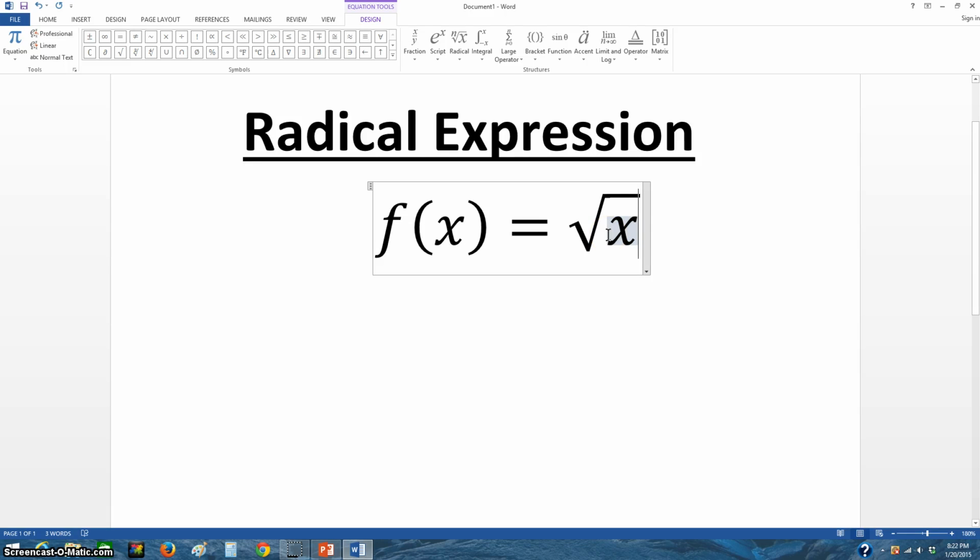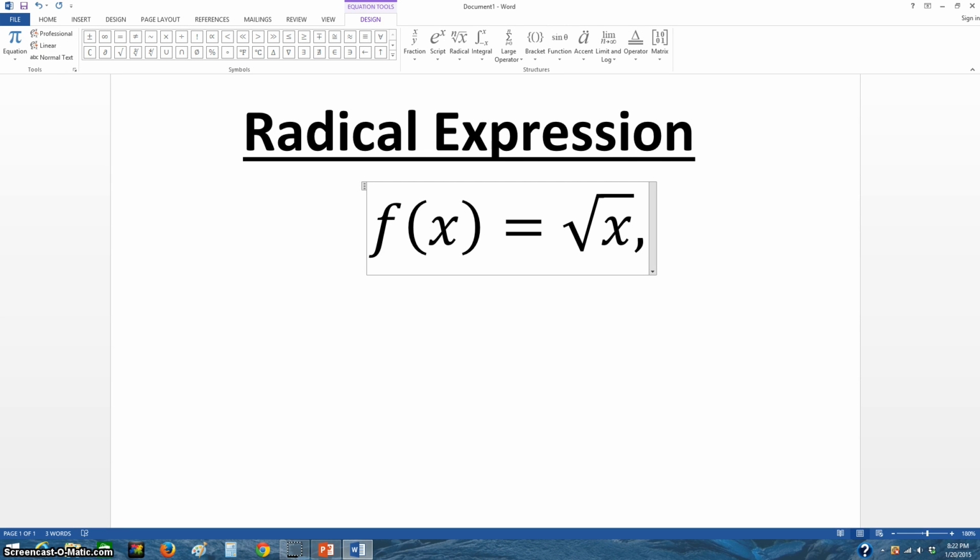Okay, let me ask you one more question. Can you take the square root of negative 1? At this moment, no, you cannot take the square root of negative 1. So that right there should kind of give you an idea as to what our stipulation is.